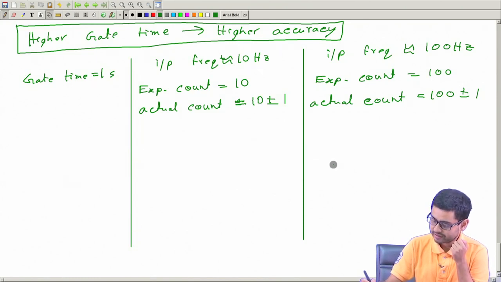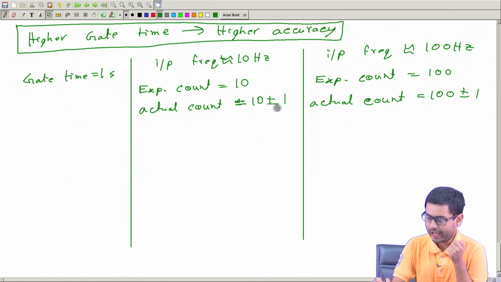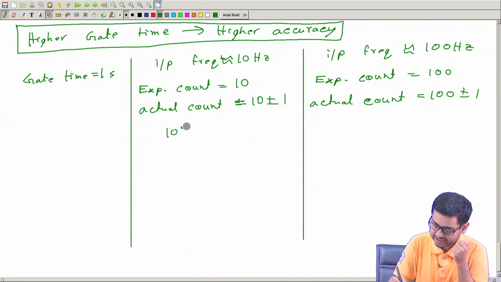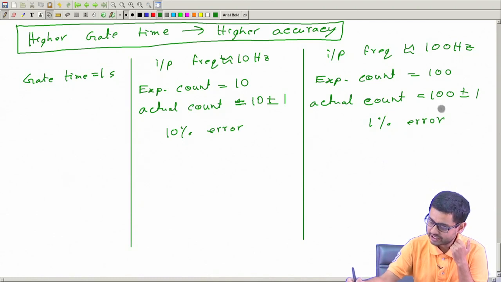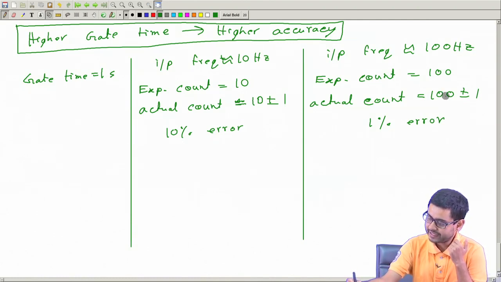Okay. So, that means, how much error do we have here? We have only 1 out of 10, 10% error. Here we have 1 out of 100, 1% error. So, 10% error, 1% error, right? So, if you estimate the frequency here, your estimated frequency will be 9 hertz or 11 hertz. Okay? So, we will have a plus minus 1. Here your estimated frequency will be 10.1 hertz or 9.9 hertz. So, you will have a 1% error.